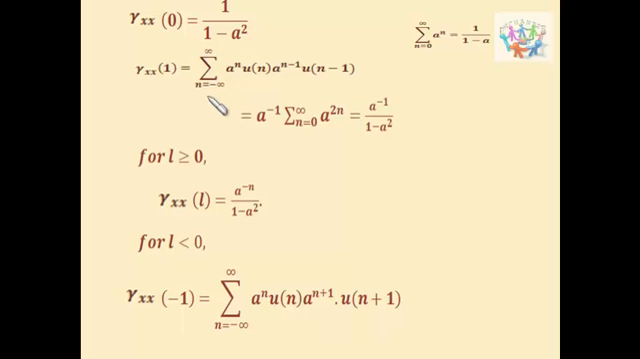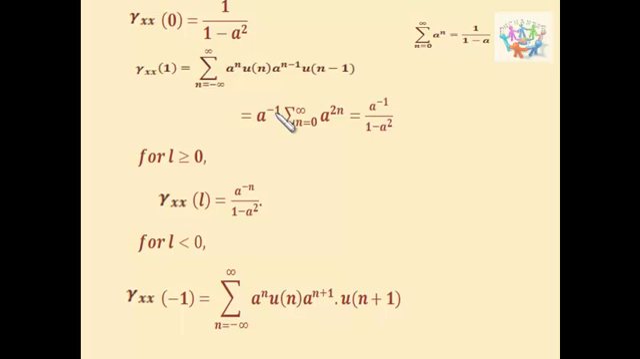We will get sigma n = minus infinity to infinity a^n u(n) a^(n minus 1) u(n minus 1). From here we'll take a^(minus 1) outside, and this u(n) is nothing but the unit step. This u(n) and u(n minus 1) will be 1 in the range 0 to infinity, and inside we'll get a^(2n). Now this can be expanded using this formula, so we will get 1 by 1 minus a squared, and multiplying with a^(minus 1) we will get a^(minus 1) by 1 minus a squared.